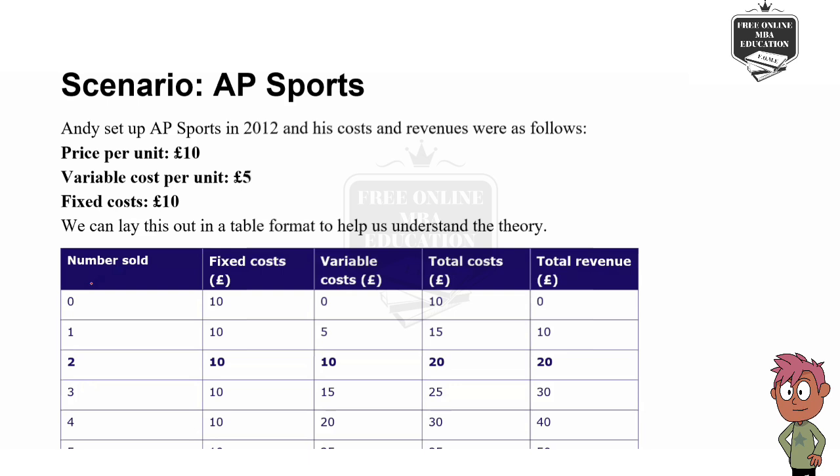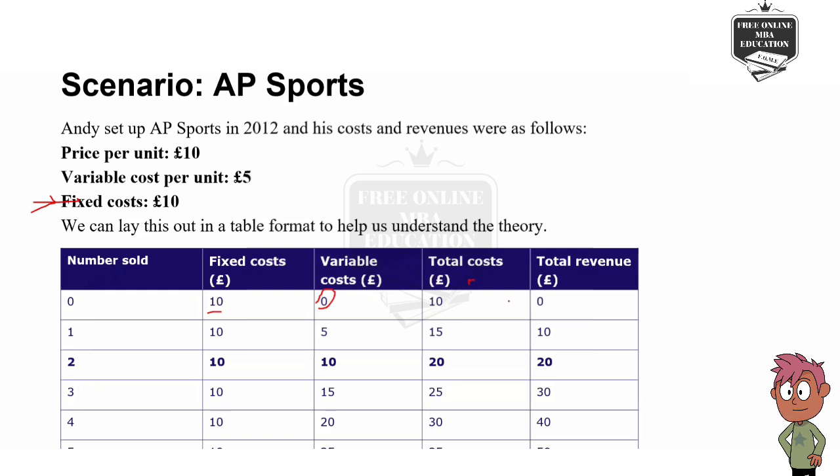Now at 0 units, we know that even if he's selling 0 units, he has to pay the minimum fixed cost, which is 10 euros. Because he has not done anything, his variable cost is 0. And because he has not incurred any cost on variables, his total cost is FC plus VC, which is 10.